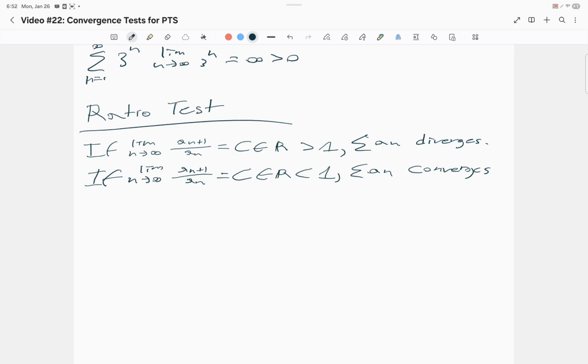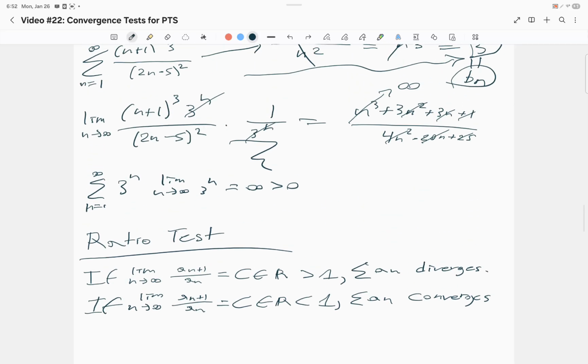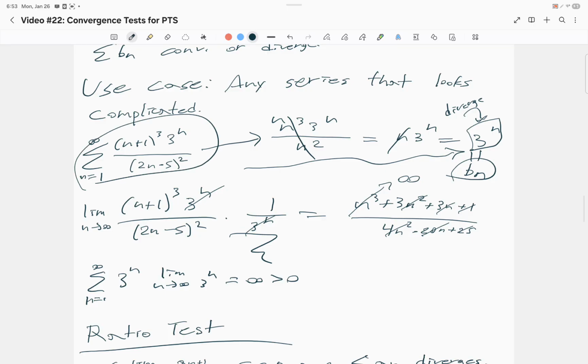Oh yeah, you might be wondering, what if this limit here that I'm underlining equals 1? Then the ratio test fails, and we have to go to something else. So a good example, we're going to use this guy again. I promise this is going to be much more useful for now.